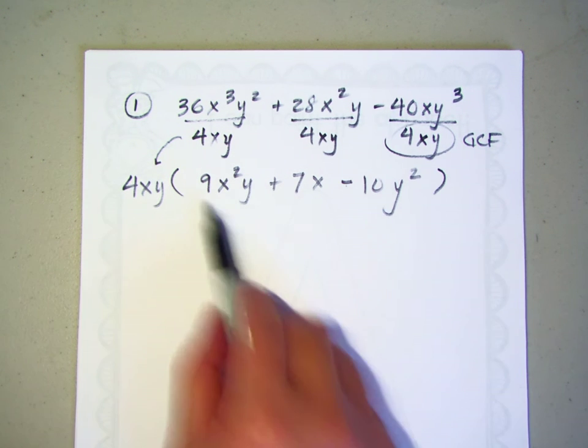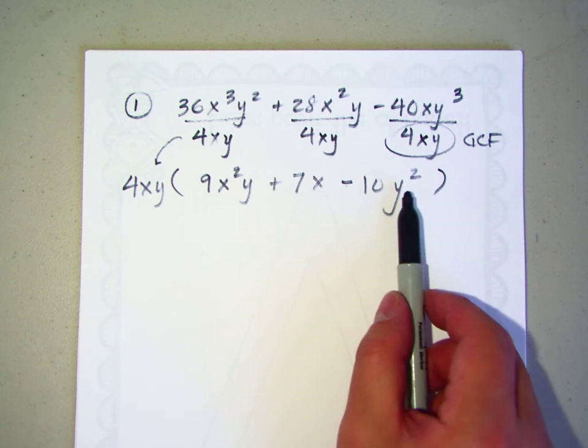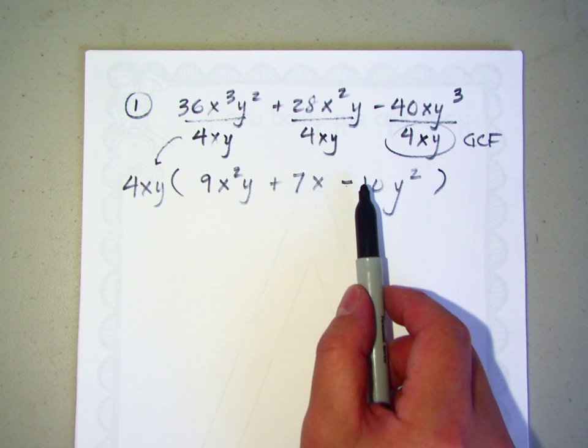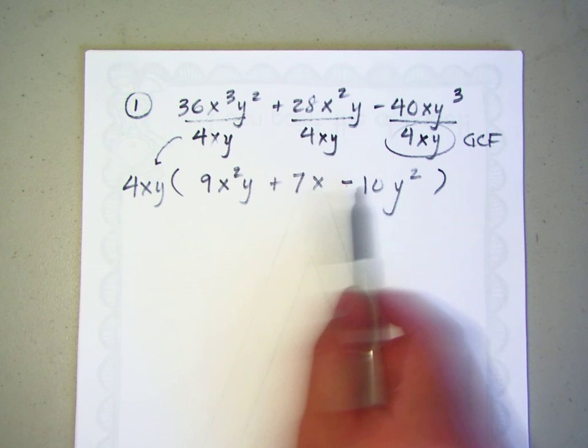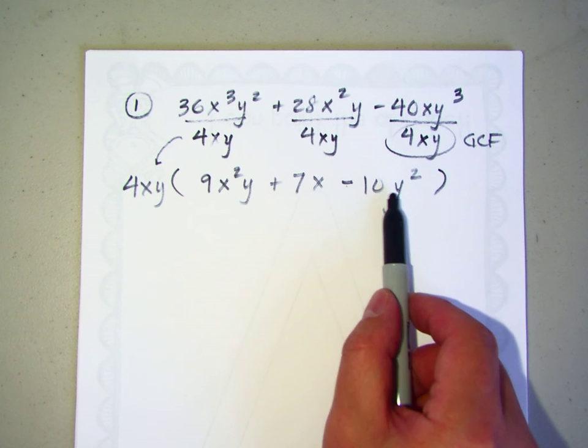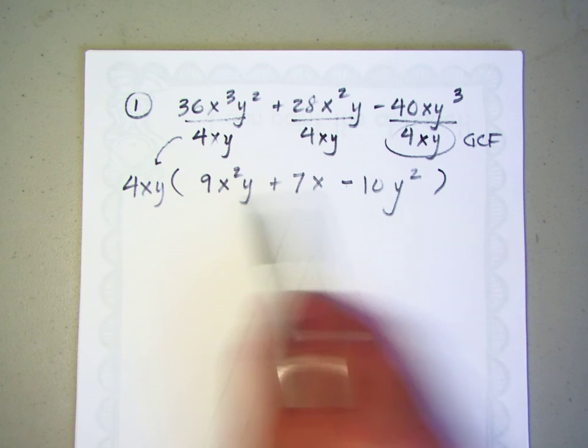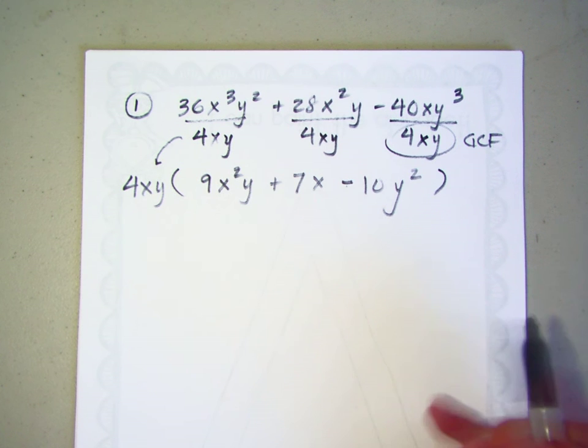9, 7, and 10, I don't think there's anything in common between those. X squared, x, this one doesn't have an x, so we can't take out another x. And only 2 of them have a y, not all 3, so we can't factor out a y. Okay, that one is how we do the greatest common factor.